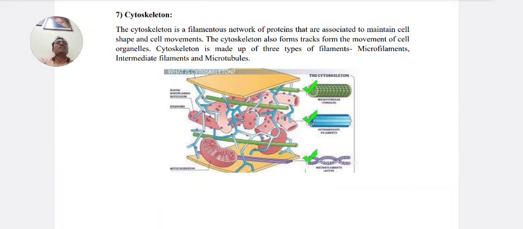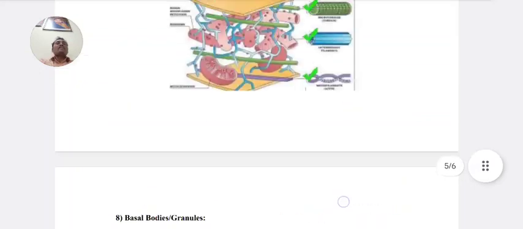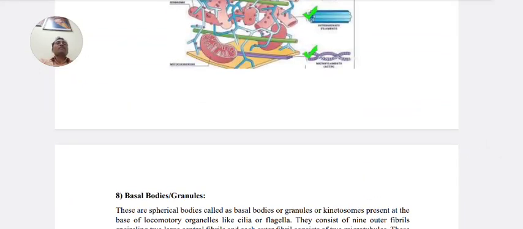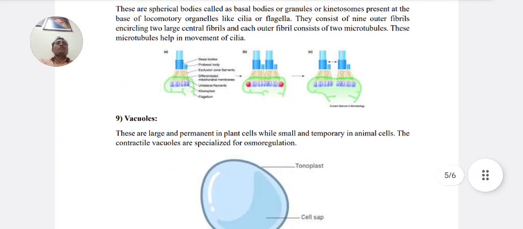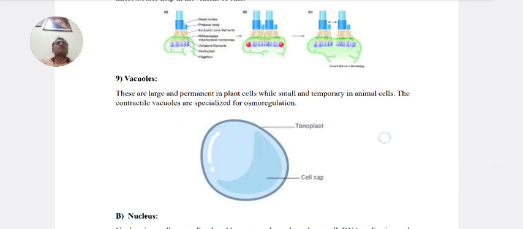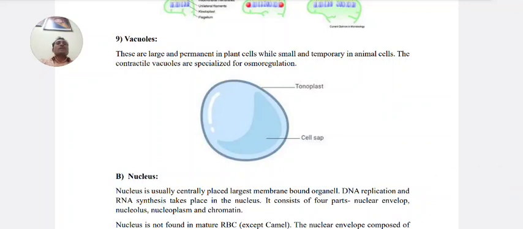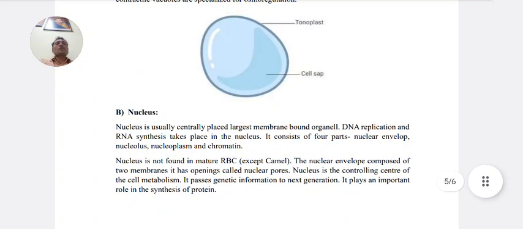Then the cytoskeleton is composed of microtubules, intermediate filaments and microfilaments, which help in maintaining the shape and structure of the cell. Then basal bodies or granules are spherical bodies present at the base of locomotory structures like cilia and flagella, which help in the locomotion of the cell. Then vacuoles are present in plant cells as well as animal cells. They are permanent in plant cells and temporary in animal cells, and they are specialized for osmoregulation.